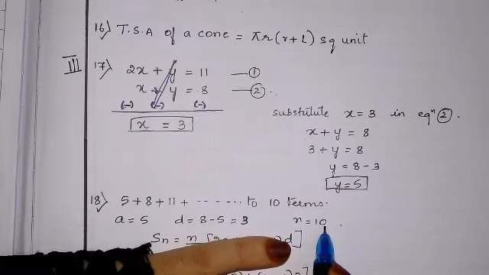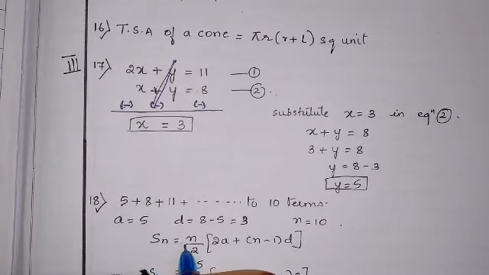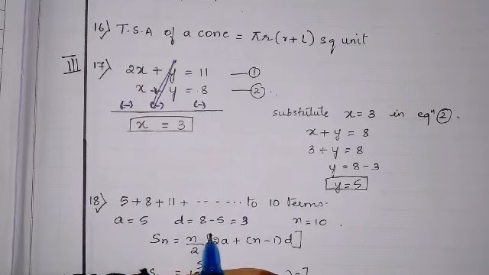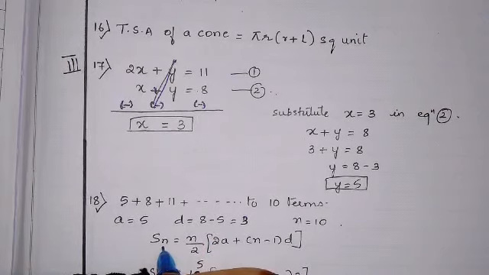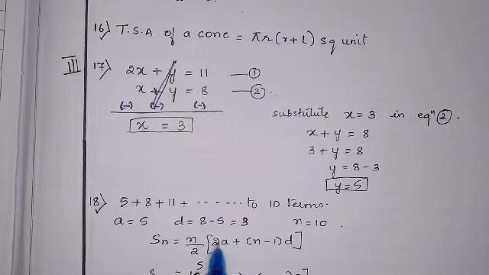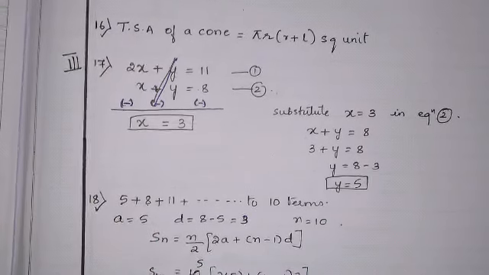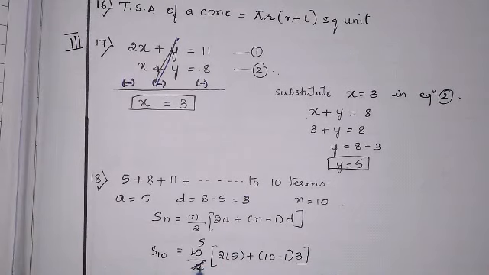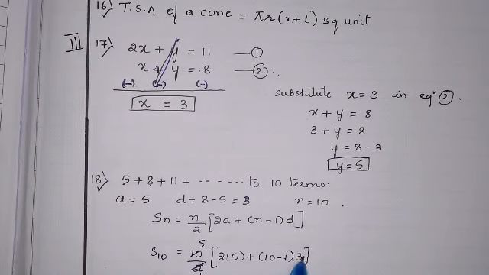d value we got 3. And n is 10 terms. So Sn is equals to sum they have told. So this formula: Sn is equals to n by 2 into 2a plus n minus 1 d. In n place we are finding 10. S10 is equals to 10 by 2, 2a value is 5, 2 into 5 plus n means 10, 10 minus 1, d is equals to 3. So 2 ones are 2, 2 5s are 10. Then 5 we wrote. 5 2s are 10 plus 10 minus 1, 9 into 3.